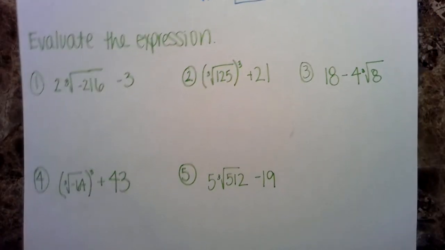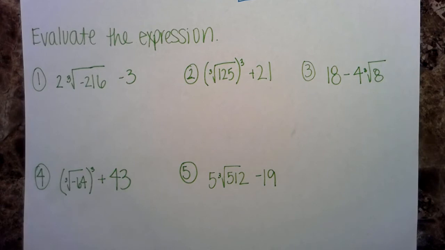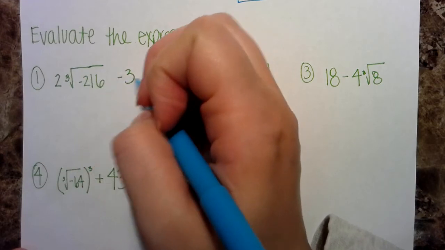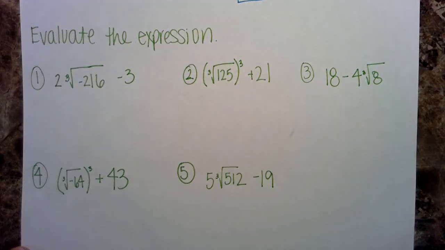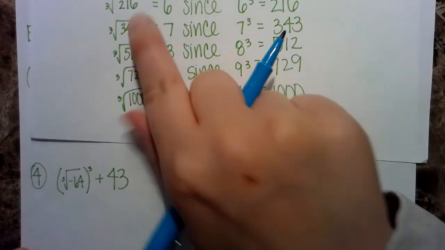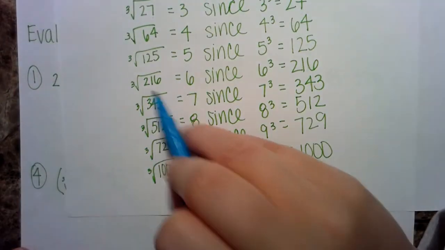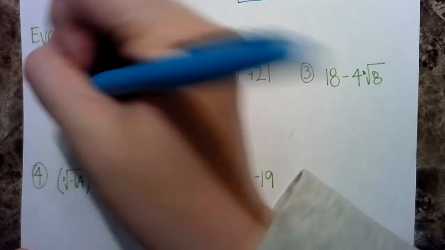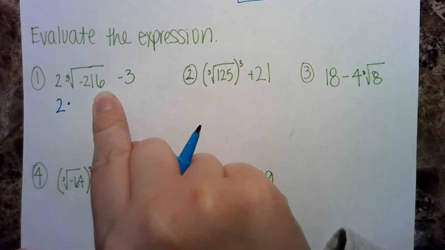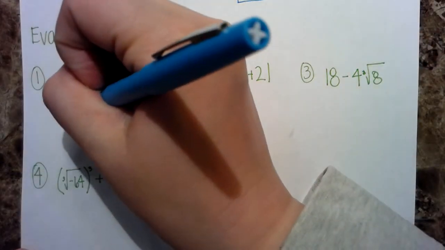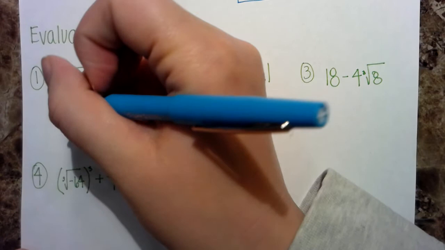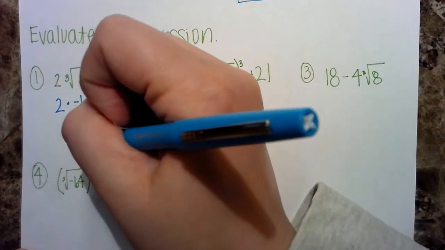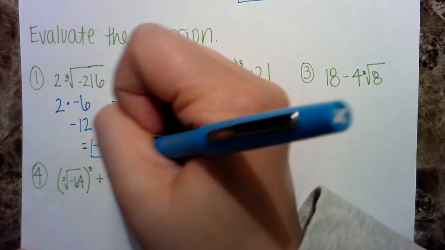Now we're going to evaluate the expression. So here, this is saying 2 times the cube root of negative 216 minus 3. I'm going to look at my chart, and I notice that the cube root of 216 is 6. So I'm going to say 2 times, now it's negative 216, so that's going to be a negative 6 minus 3. So 2 times negative 6 is going to give me negative 12 minus 3. That's going to leave me with negative 15.